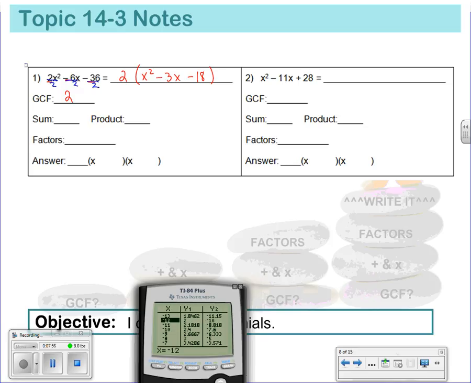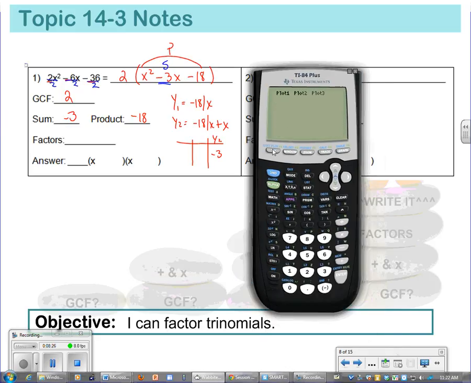Now, based upon my new trinomial, I see my sum is the negative 3, and my product, first times the last, that's a negative 18. Using my calculator, y1, I'm going to put the product, negative 18 divided by x. y2, we do negative 18 divided by x plus x. I'm showing a lot of extra steps here, but in y2, I want to find my sum of negative 3. So let's go back to y equals. Now I'm going to type in negative 18, replacing that negative 24.